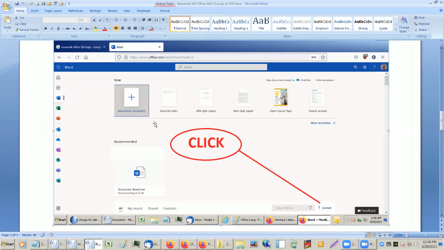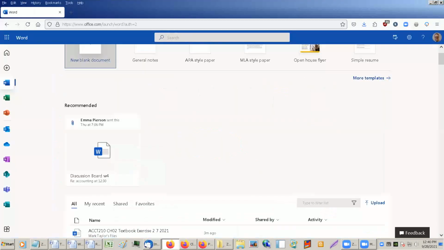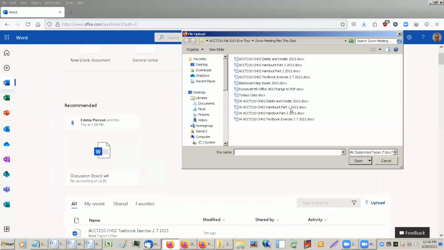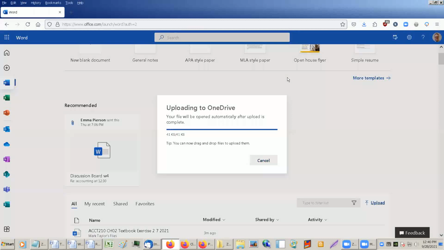So they have all these recommended ones. They have the start a new one, but then upload is what you'd be using for this class. For your other classes, you may be using something else. Okay, so I'm going to upload stuff for today's class, the exercise 2.7. It might take a minute or two to upload.